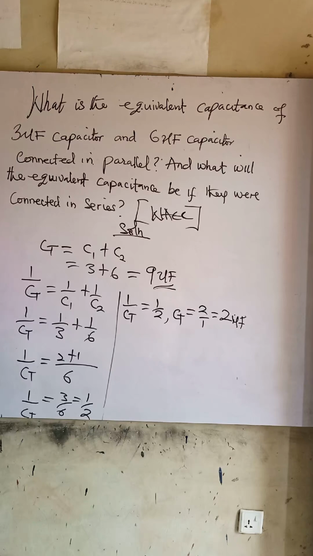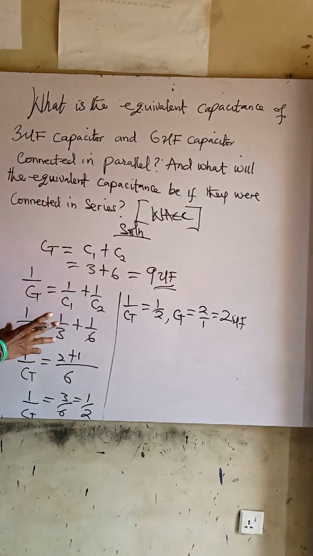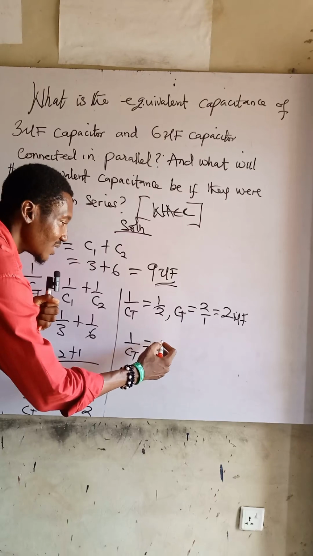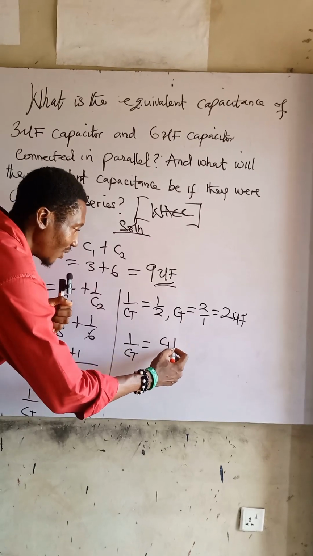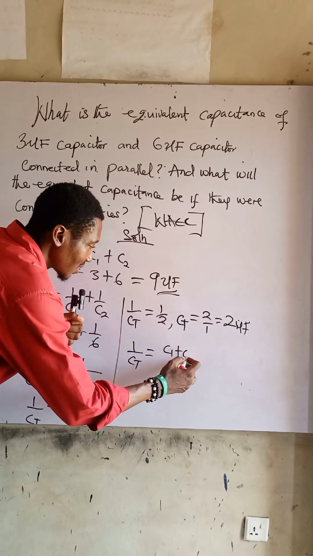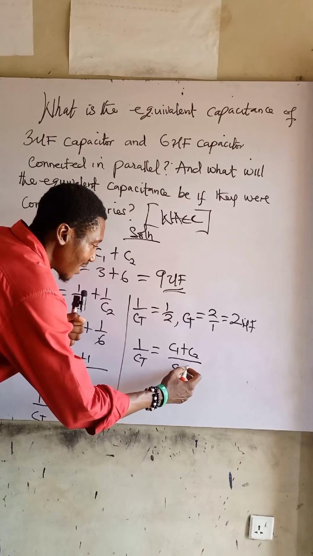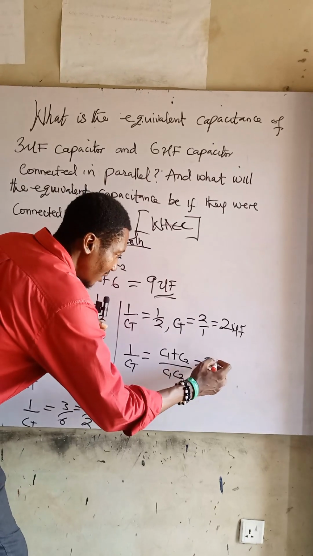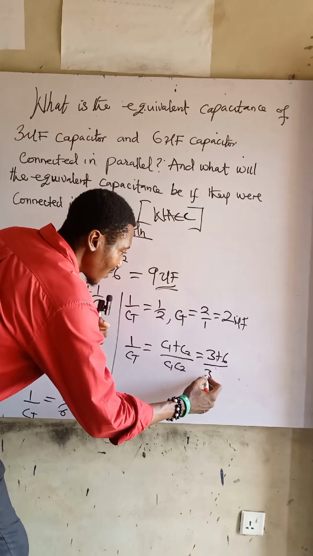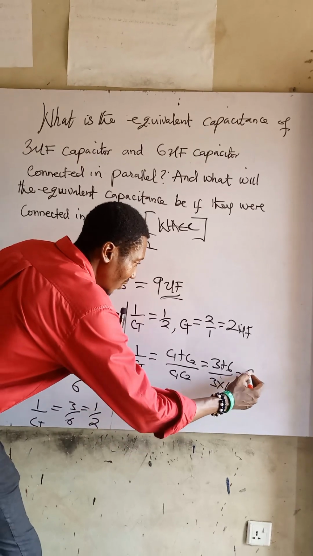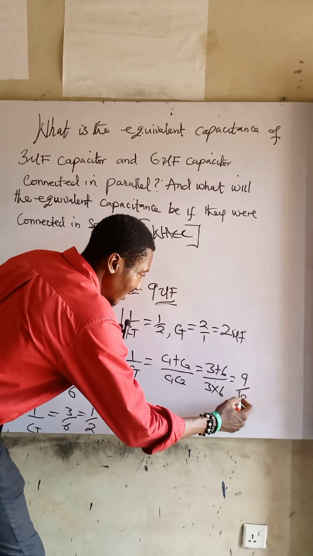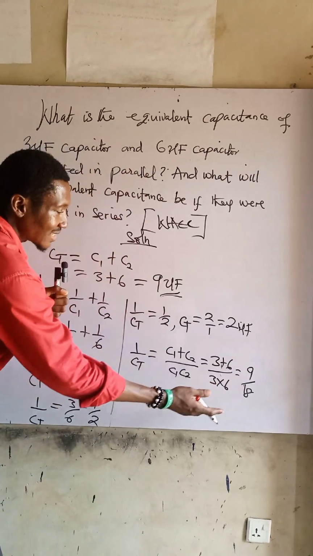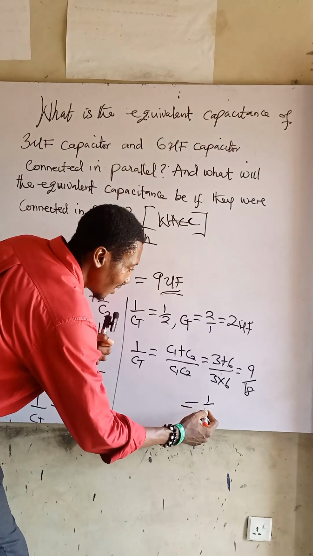But there is another formula that can make it easier whenever there are only two capacitors. In that case, 1 over effective capacitance is equal to capacitance 1 plus capacitance 2, all over capacitance 1 times capacitance 2. So that will mean 3 plus 6 all over 3 times 6. 3 plus 6 is 9, and 3 times 6 is 18. If you break it down, 18 is double of 9, so 9 is half of 18. So that will also be 1 over 2.